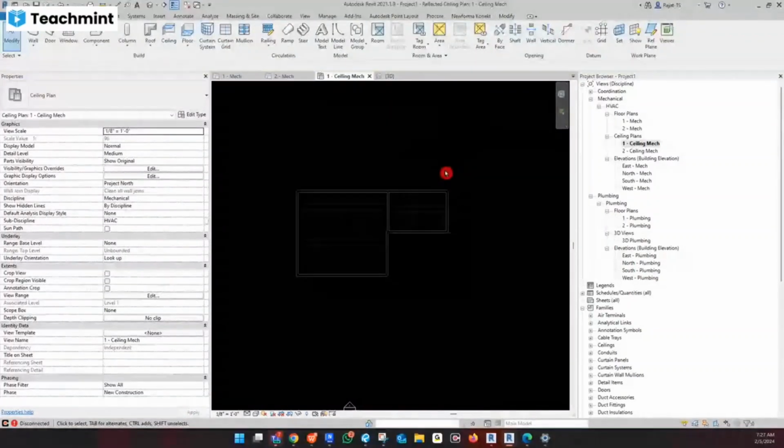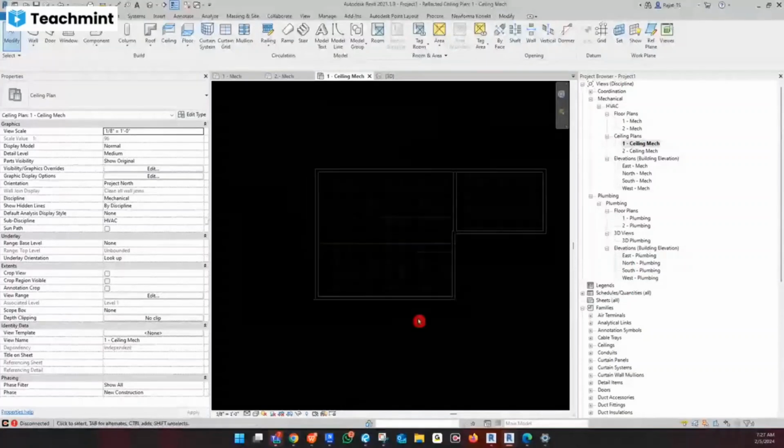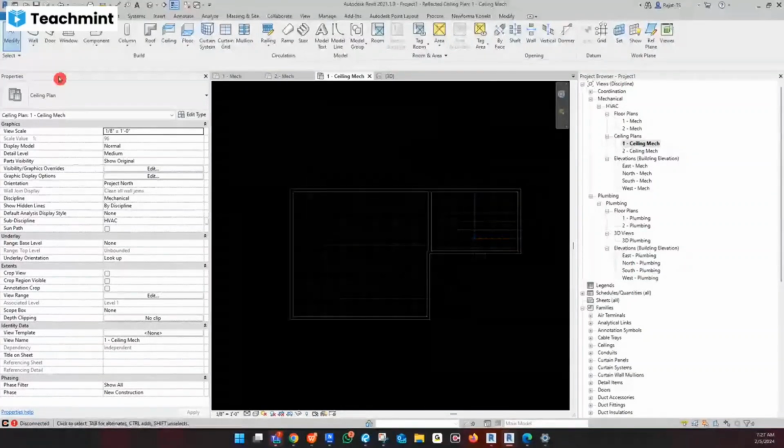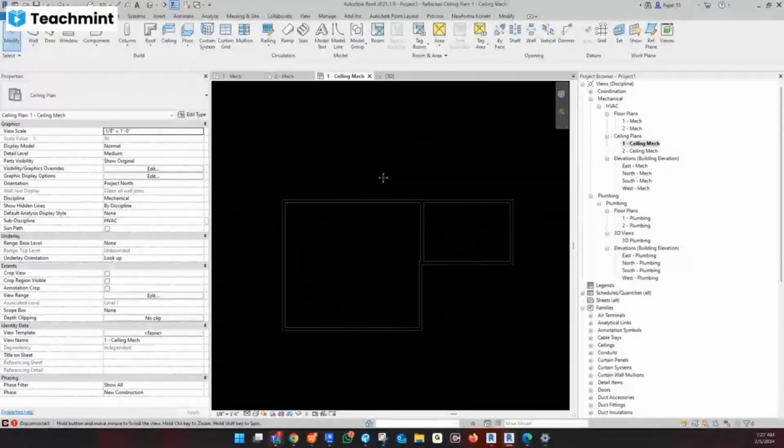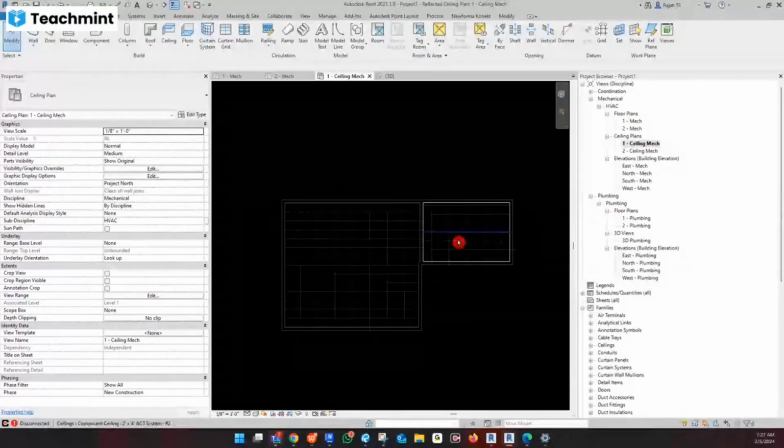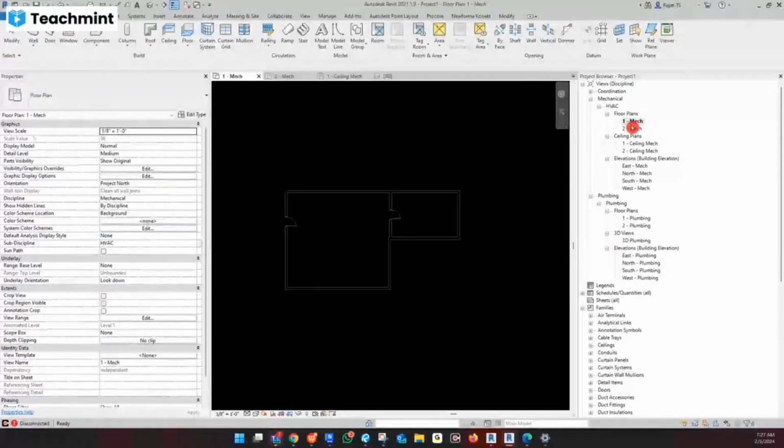Okay. Now, we have placed a ceiling. Let's start placing the ductwork. Before that, we have to place the AHU. So I want to place the AHU in the bathroom area. So come back to this position again, and we have loaded a mechanical equipment.